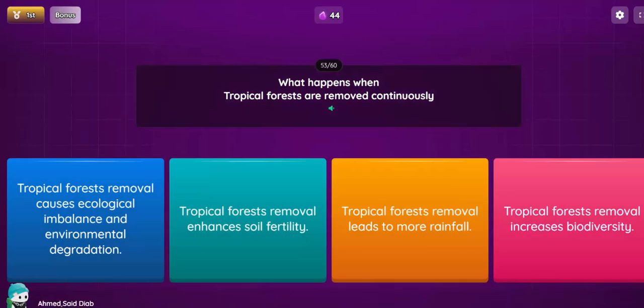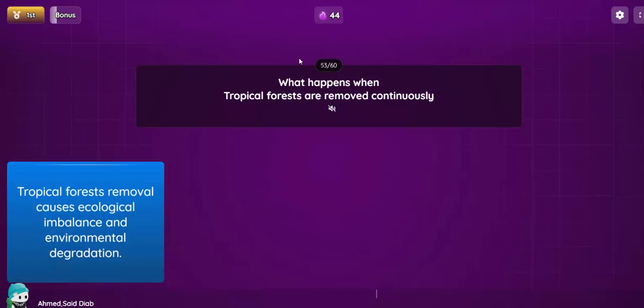Question: what happens when tropical forests are removed continuously? Option 1: tropical forest removal causes ecological imbalance and environmental degradation. Option 2: tropical forest removal enhances soil fertility. Option 3: tropical forest removal leads to more rainfall. Option 4: tropical forest removal increases biodiversity.